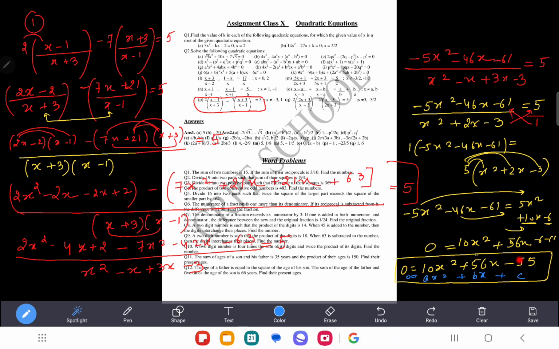Any doubts in this? Understood? Okay, right? Please copy down the question.